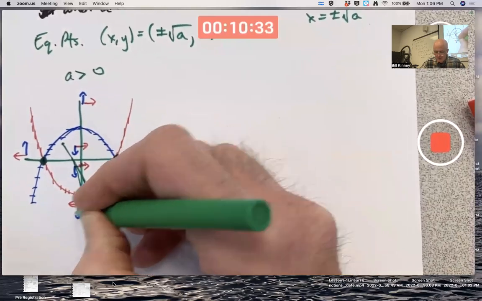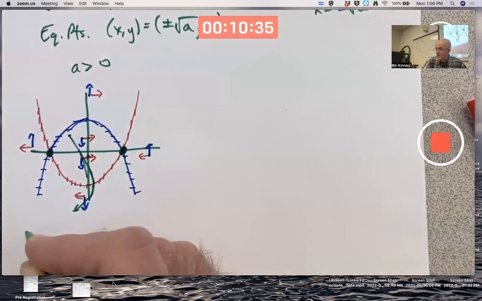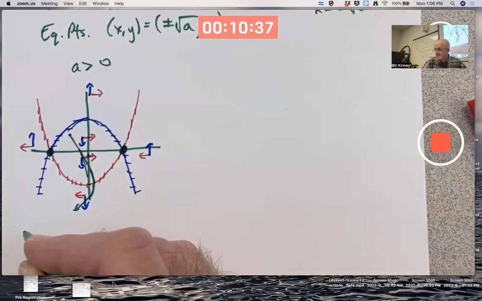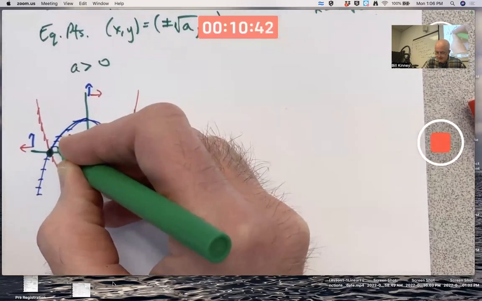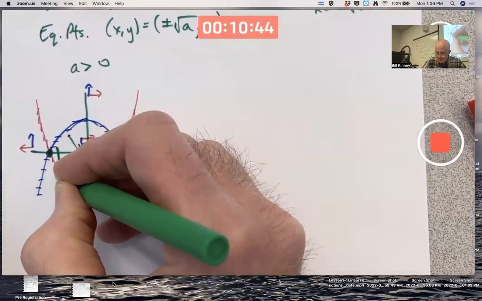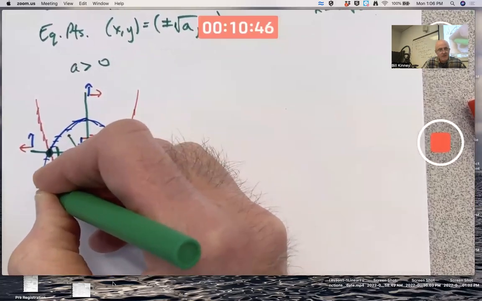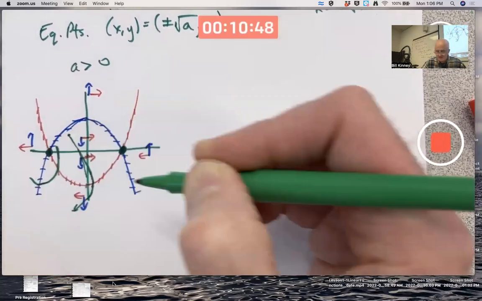And then you've got to go to the southwest and you go out this way, and probably at some point you're going to cross the blue parabola again. If we started closer to this equilibrium point, maybe it more clearly crosses the blue parabola right about here. Then you're going to the northwest.